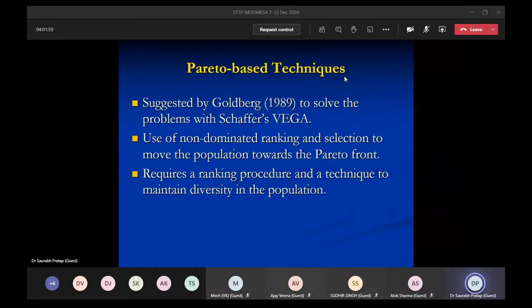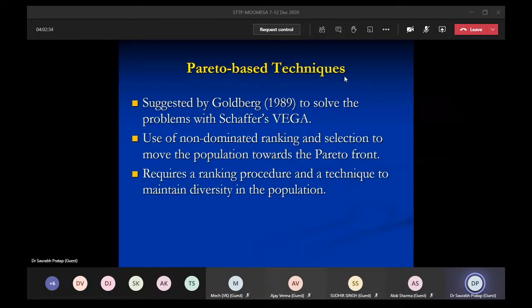Now, Pareto based techniques, that one is suggested by Goldberg and Vega. Actually, it is suggested by Goldberg and used by Vega, our scientist, and they have used a non-dominated ranking method to select the population toward the Pareto front, and after that, on the basis of different techniques, identify the ranking procedure and a technique to maintain the diversity in the population.